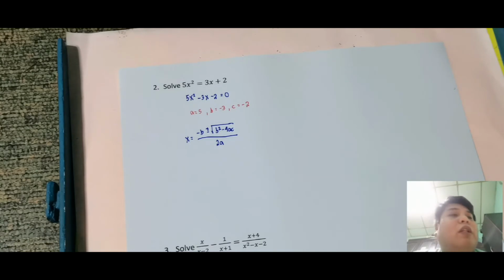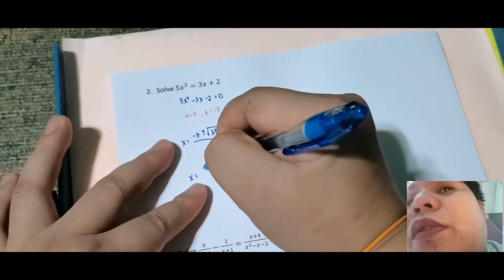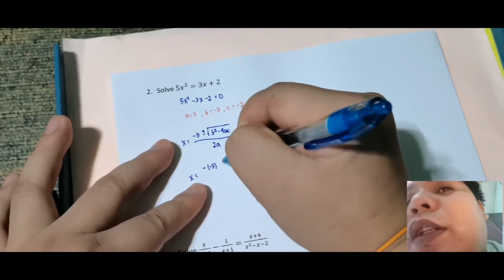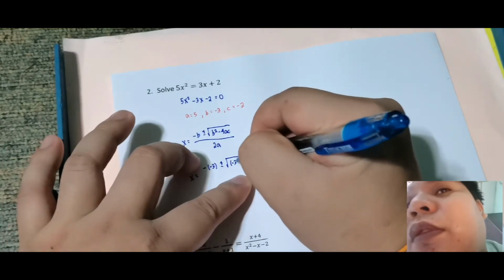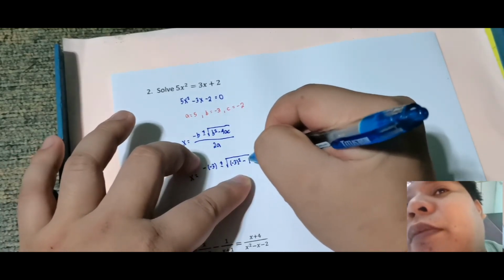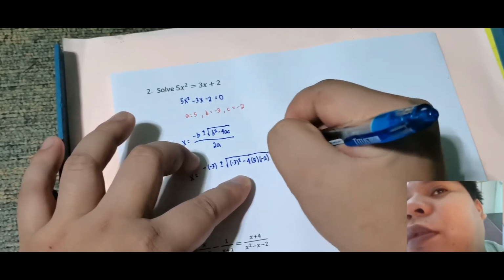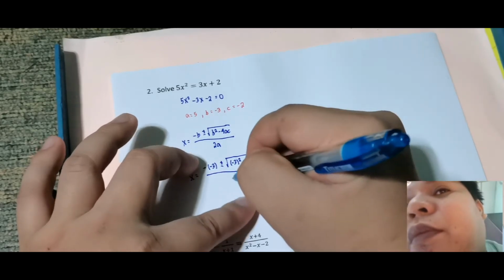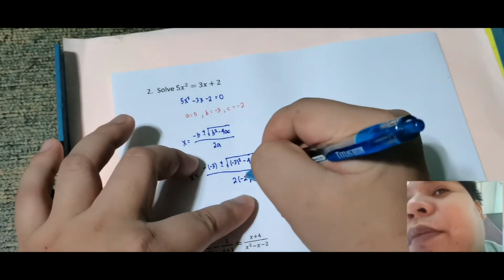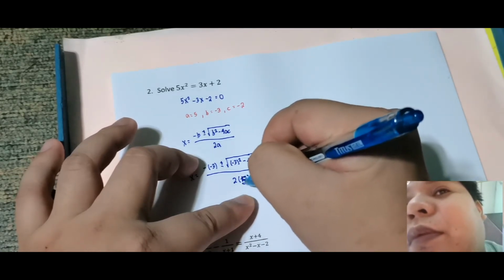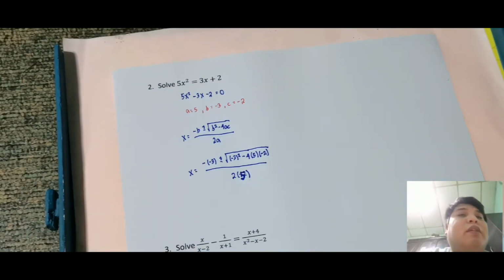So next is substitute natin yung mga value. So this is x is equal to negative of negative 3 positive negative square root ng negative 3 squared minus 4 times 5 times negative 2. Okay, then all over 2 times negative 2. Sorry, 5 dapat. Kasi yun a, no? So next is simplify natin further.